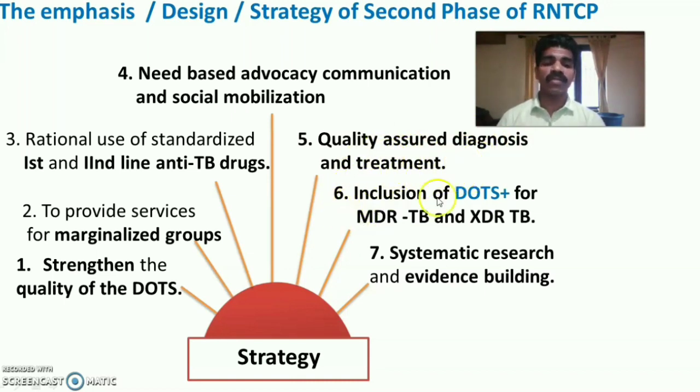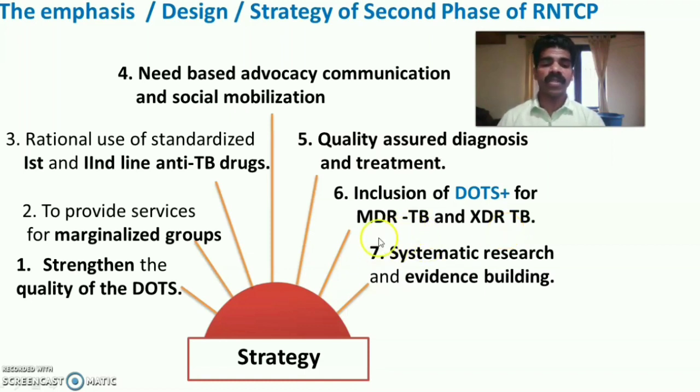Then the sixth strategy was inclusion of DOTS plus programs. So the DOTS plus program was introduced by the Government of India from 2007 onwards for the MDR TB cases, that is multi-drug resistant TB cases, and extensively drug resistant TB cases, that is XDR TB cases. So inclusion of DOTS plus is the important strategy during the second phase of the RNTCP, for MDR TB and XDR TB.